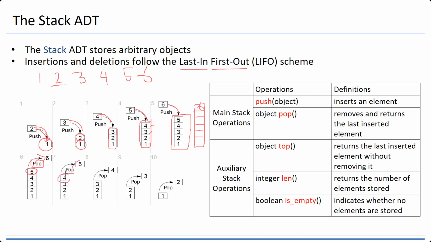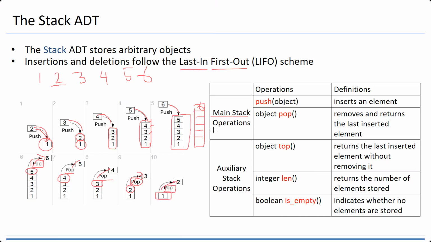Now the top is 4. I'm going to run the function pop, and then 4 will be removed. Now 3 is the top. Again, I'm going to run the pop. 3 will be removed, and now 2 is the top. And if I run the function pop, 2 will be removed, and now we have one remaining box, which is number 1.